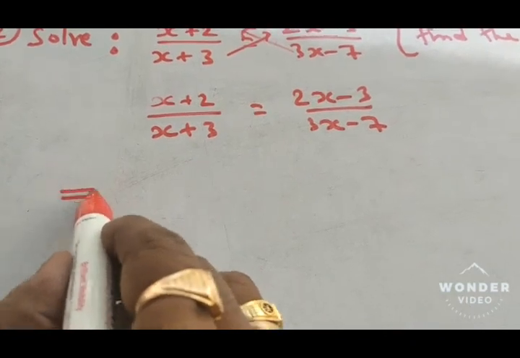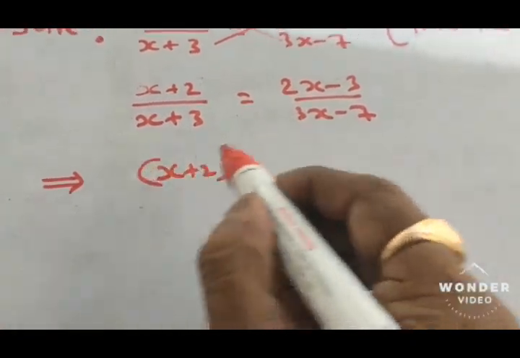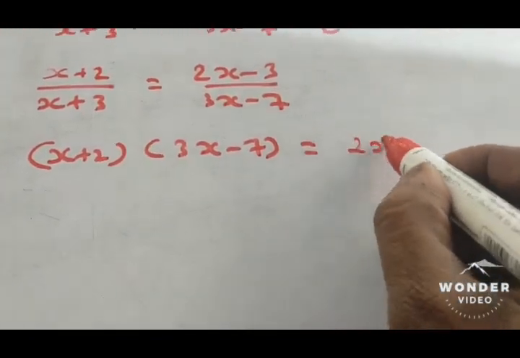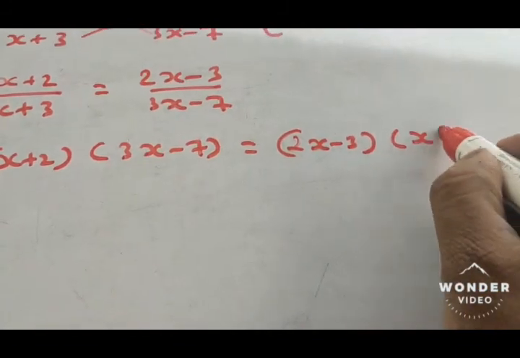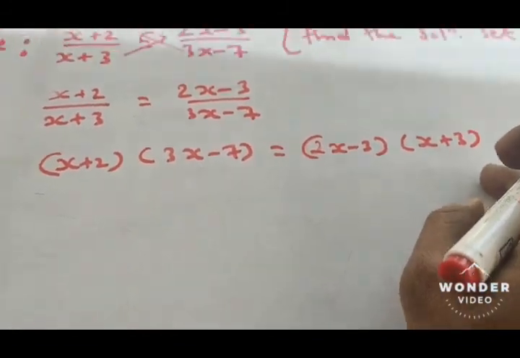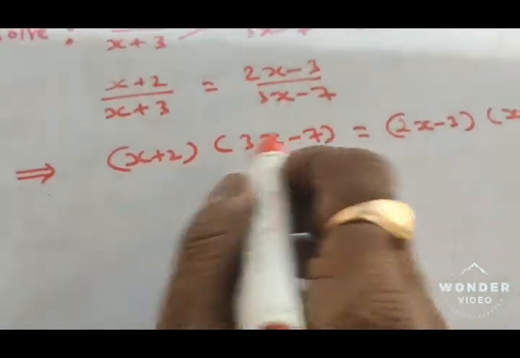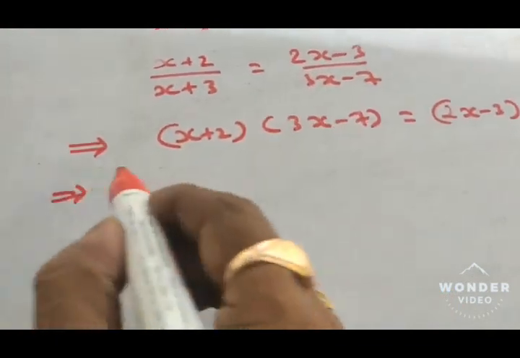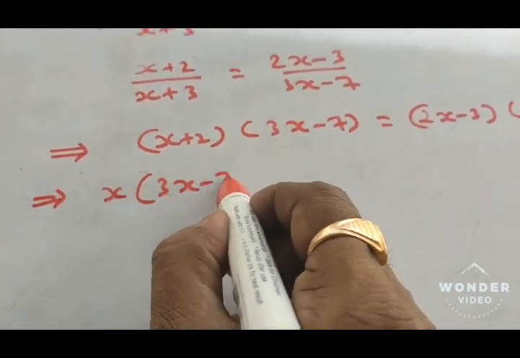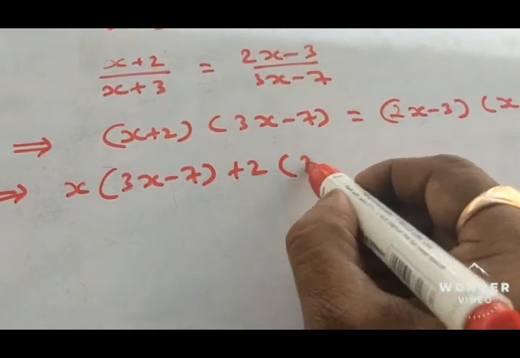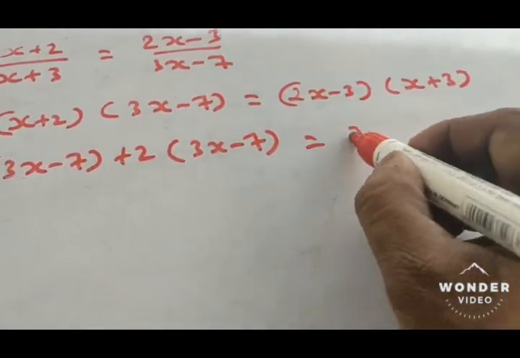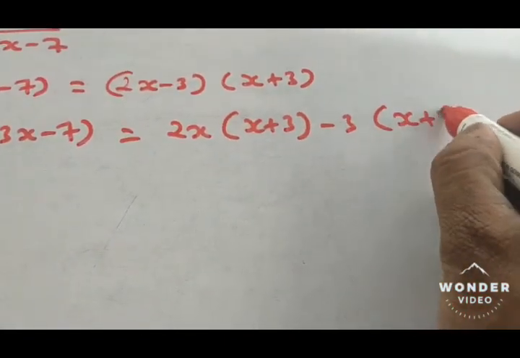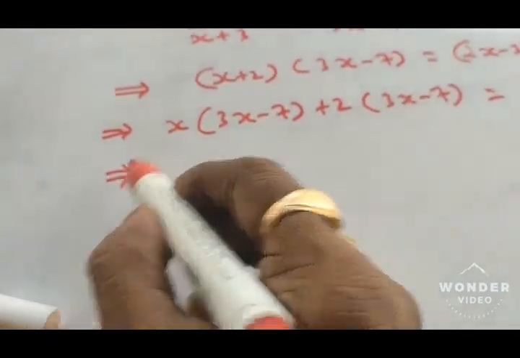Now the sum begins from here. This implies x times 3x minus 7 equals 2x minus 3 times x plus 3. This is known as cross multiplication. Now expansion, the expansion of this bracket with this bracket. So x bracket 3x minus 7 plus 2 bracket 3x minus 7. In the same manner, 2x bracket x plus 3 minus 3 bracket x plus 3. So now open this bracket.